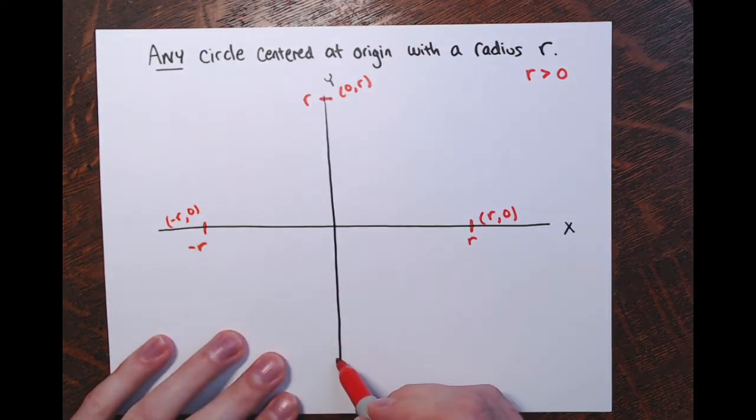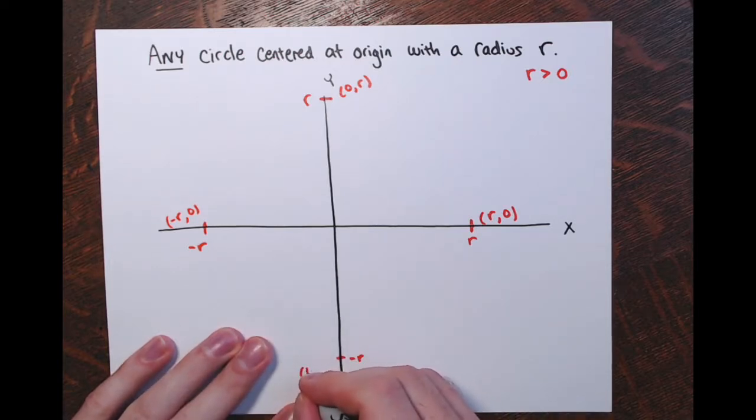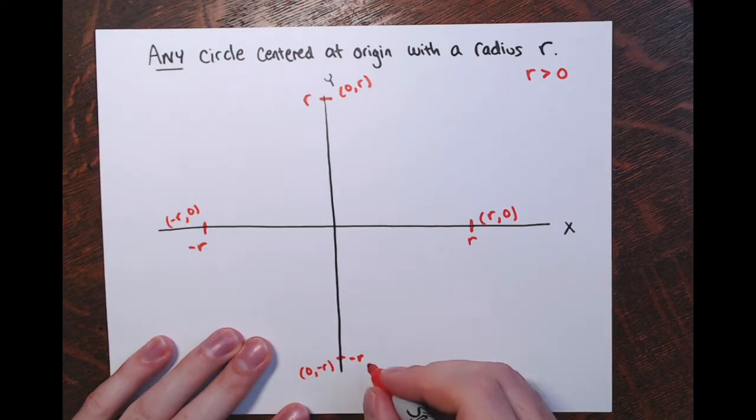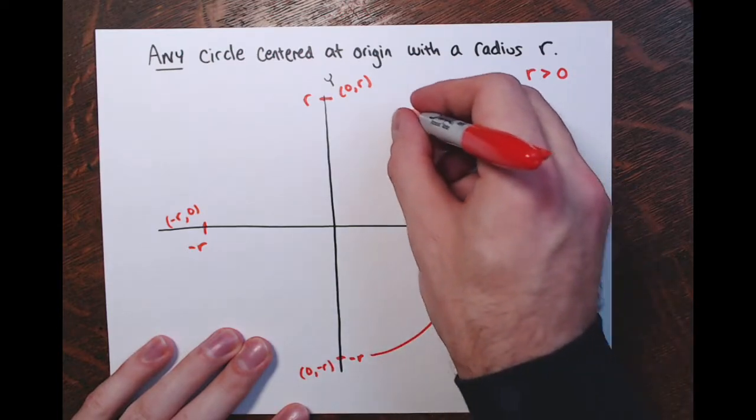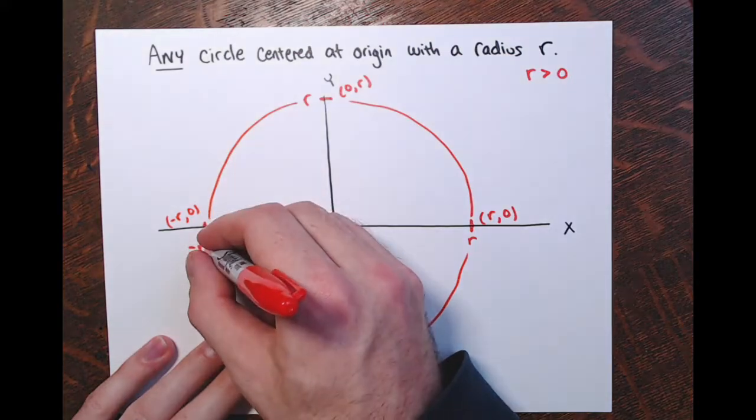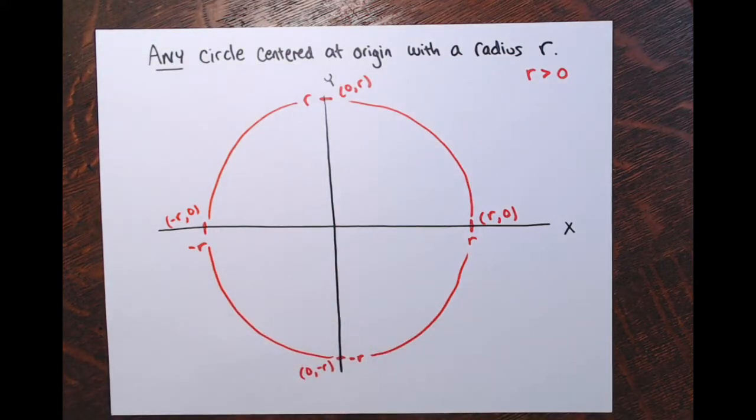And then down here, r units below the origin, this is the point 0 comma negative r. And then I'm drawing in a circle, a very, very rough circle. I apologize if this isn't a perfect circle. Right, so here's a circle centered at the origin with a radius of just any radius, represented by the letter r, and r is positive.